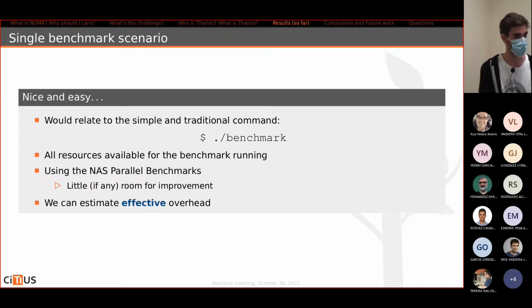So the single benchmark scenario is the fairly common benchmark scenario. All the resources in the system are available to the benchmark running at that precise moment. And since we are using the NAS parallel benchmarks, there is very little, if any at all, room for improvement because of the high quality standards I mentioned before. This is good, actually, because we can estimate the effective overhead of our proposal.